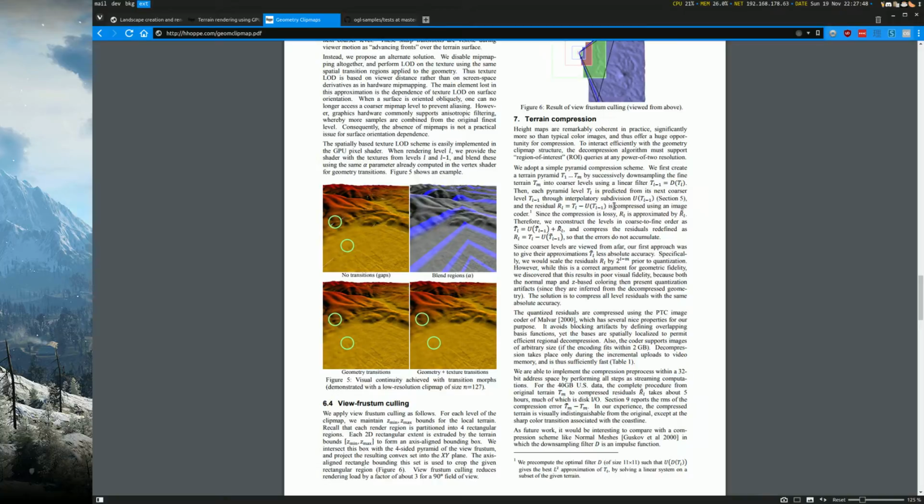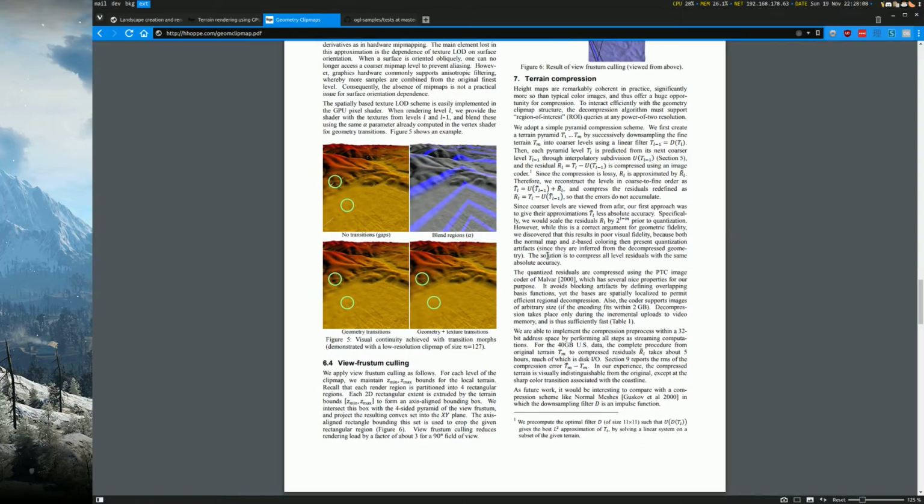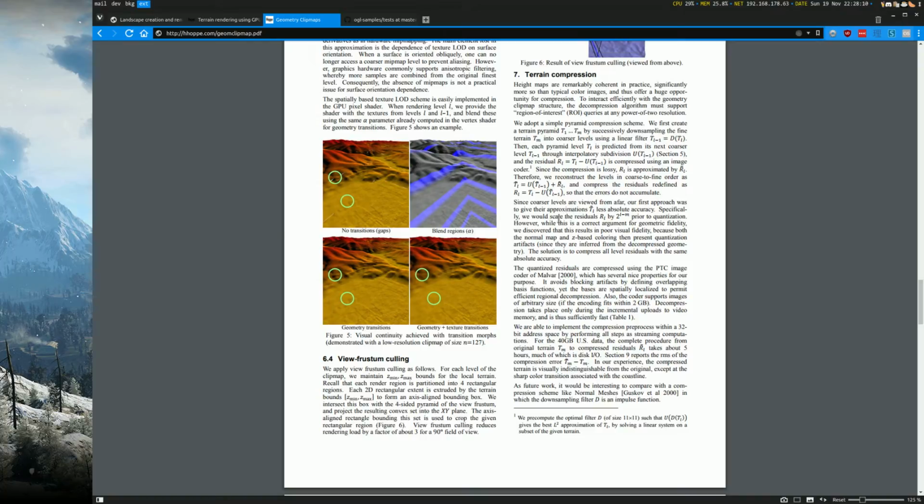And the residual is compressed using the image coder. Since the compression is lossy, the approximator reconstructs levels in coarse to fine order and compresses the residuals, so that the errors do not accumulate. Since coarser levels are viewed from afar, our first approach was to give their approximations less absolute accuracy. Typically, we scale residuals through quantization.